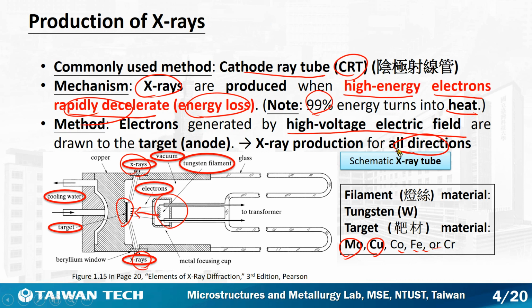And as we said, 99% of the energy will turn into heat, so we need to have cooling systems to cool the target. Also, because we produce electrons which will bombard this target, we require a vacuum atmosphere. A vacuum is better for the electrons to pass through this region.